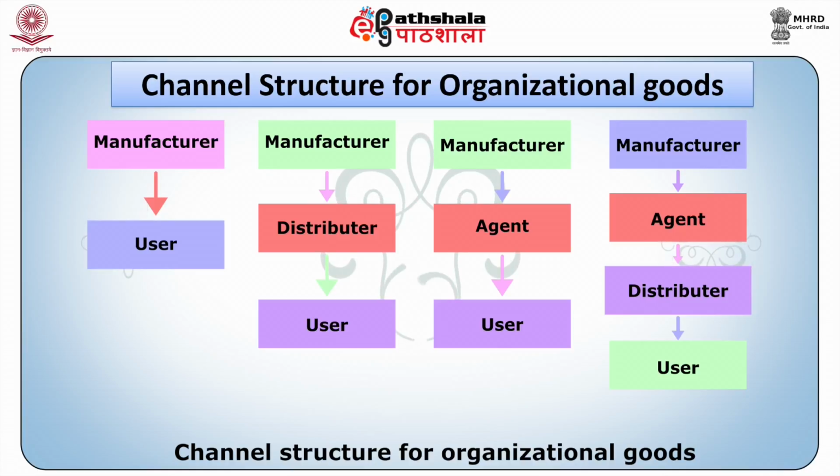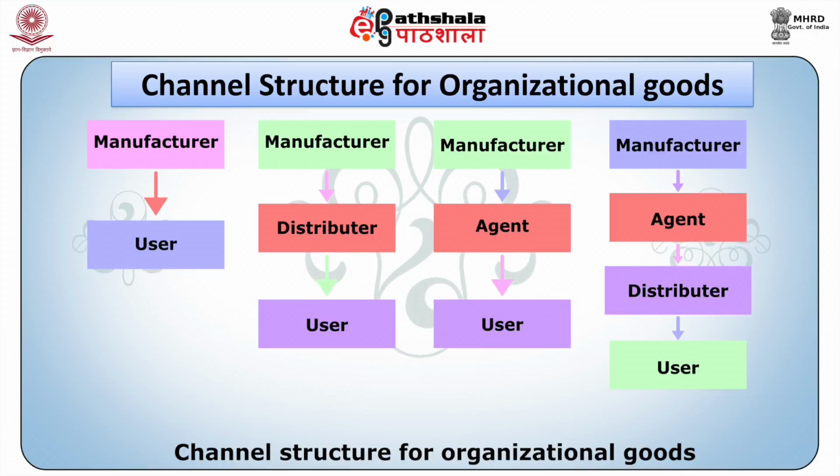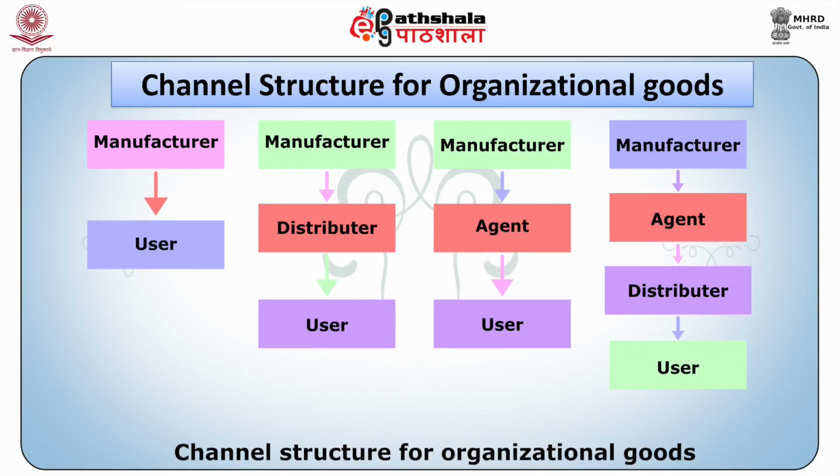Then there is manufacturer to distributor to user channel. This channel is a less direct channel, and it can be opted for when the size of customers grows. If the size of customers decreases, then the role of the intermediary function also increases.